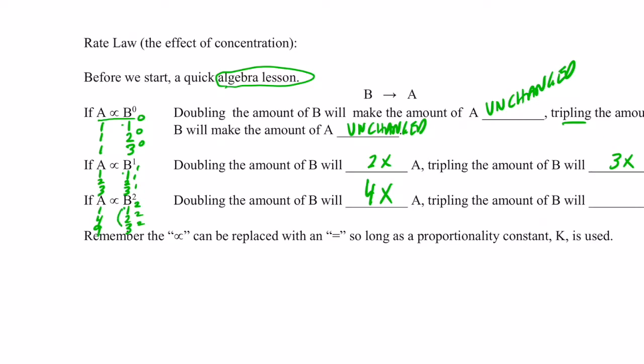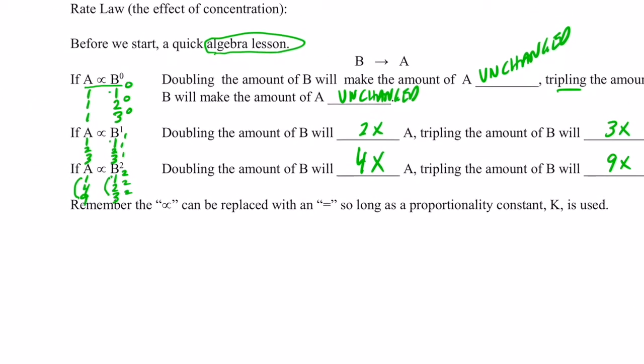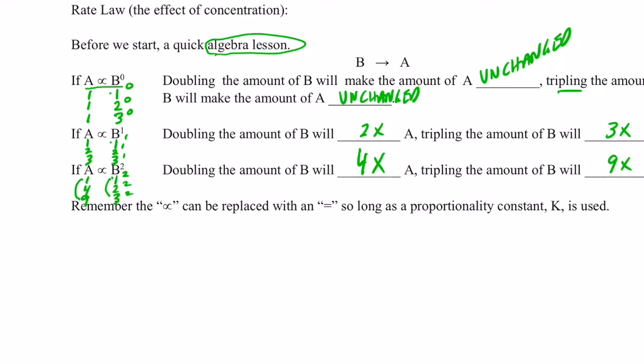So when I tripled B, A 9-tupled? Yeah, 9 times. What if I quadrupled B? Yeah, you'd expect A to go up 16 times. So whatever I do to B, you square it, and that tells you what effect that will have on A. When that happens, we call those second-order reactants.